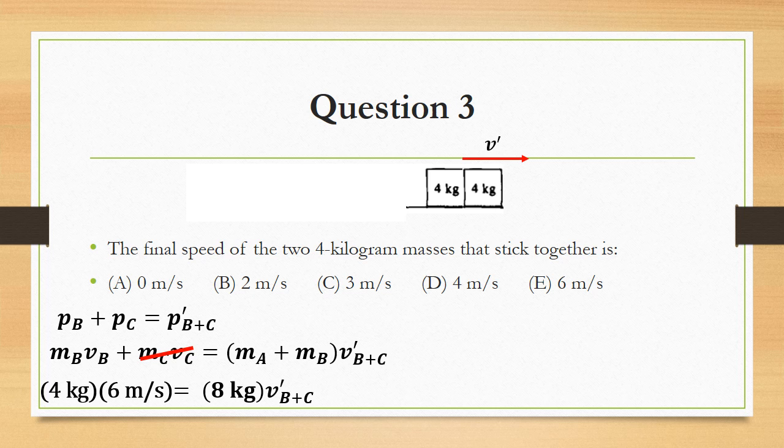and the combined mass of the two blocks once they stick together is 8 kilograms, giving us a final velocity of 3 meters per second. One last note on this. It's really just a proportionality question because we double the amount of mass that was in motion from 4 kilograms to 8 kilograms, the total velocity of the system halved from 6 meters per second to 3 meters per second.